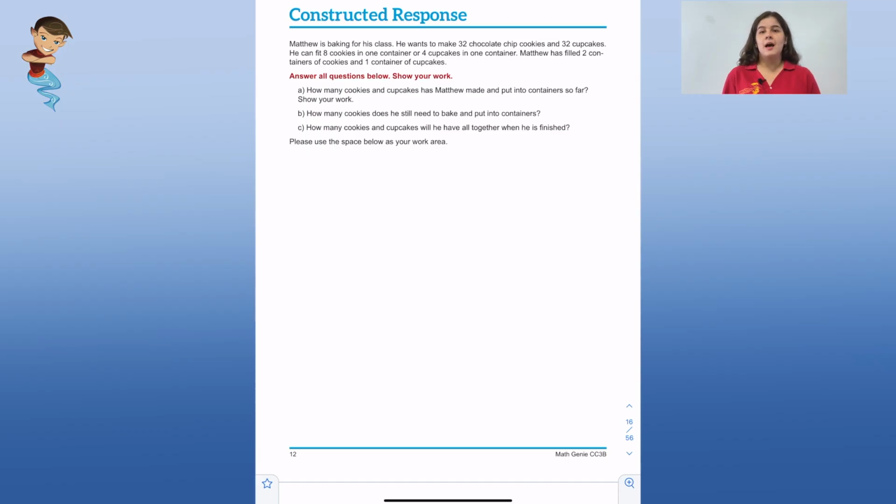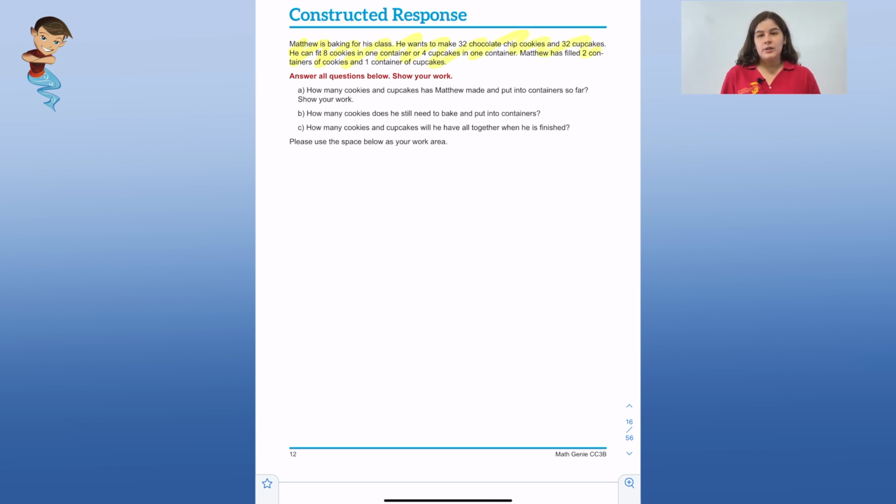I'm Ms. Haven from Genie Academy, and today we're going to be looking at how to approach a constructed response question. Constructed response can be a topic that's a little intimidating for children. In this case, we have a lot of information at the top of our page that we need to use in the case of our problem.